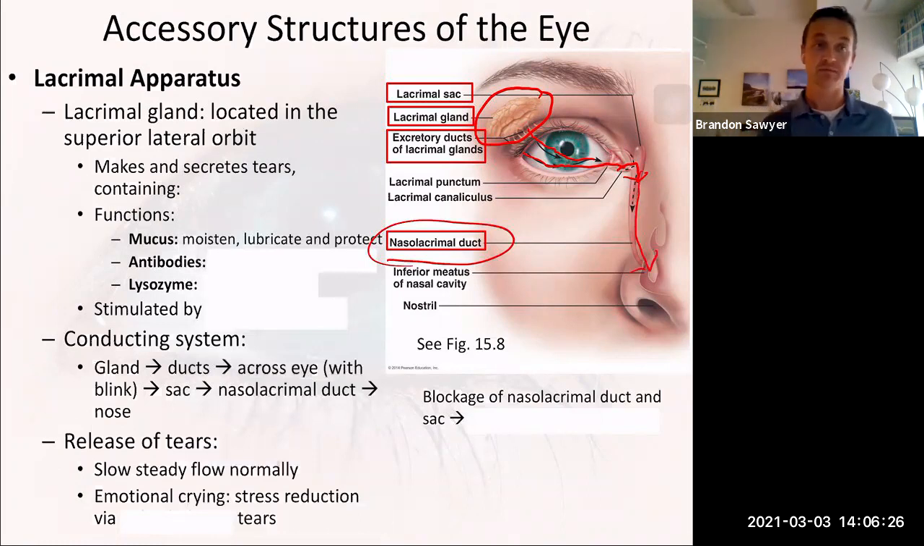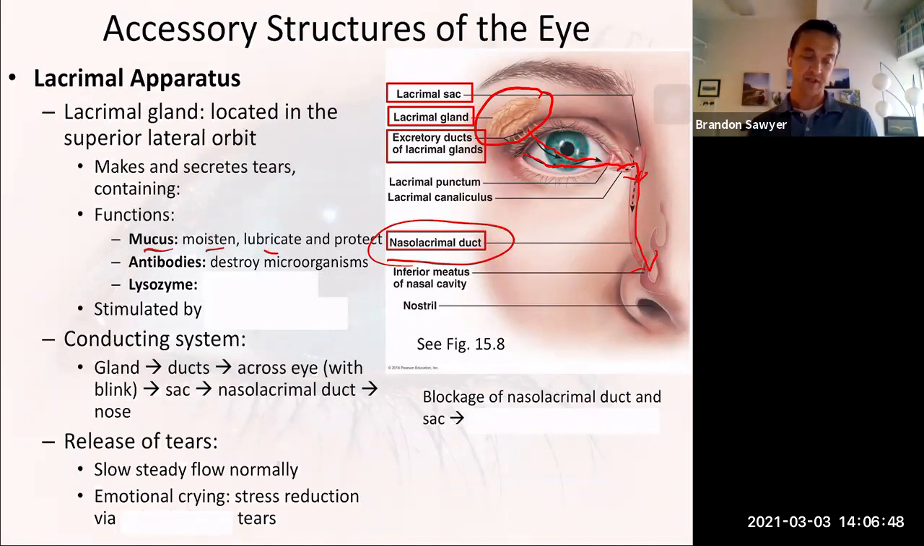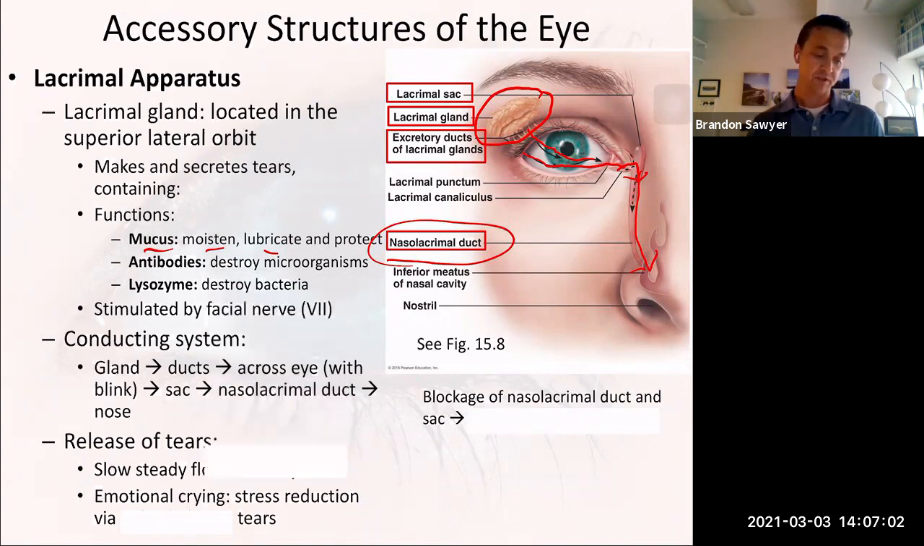Okay, so this is absolutely why when you're crying, you also get a runny nose, right? Because the excess tears going through your eye end up in your nose because of this system here to deal with the excess tears. Okay, so the function is there's mucus in here, which is for moisture and lubrication and protection. There's antibodies in here, so part of your immune system is in here dealing with any invaders that might be getting into your eye. There's also lysosomes, which are special proteins that destroy bacteria. Okay, and normal tears are stimulated by the facial nerve, cranial nerve 7.